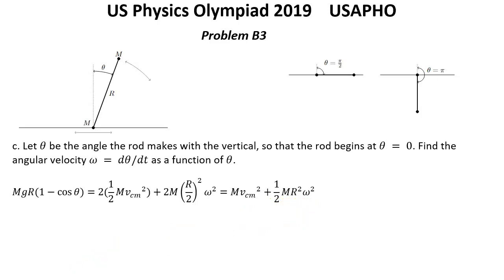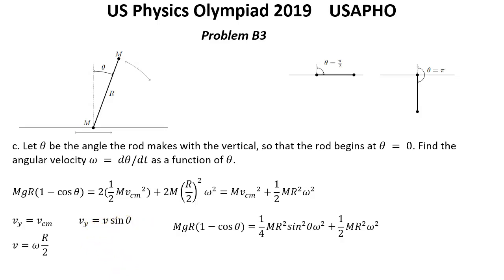Now let's find the relation between ω and v center of mass. If v is the relative speed of our ball around the center of mass, the vertical component of this velocity is equal to v center of mass, and also it's equal to v multiplied by sine θ.